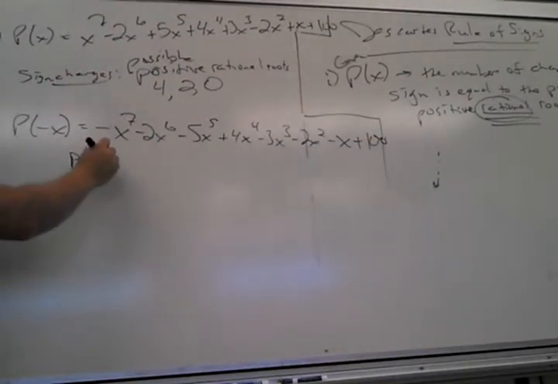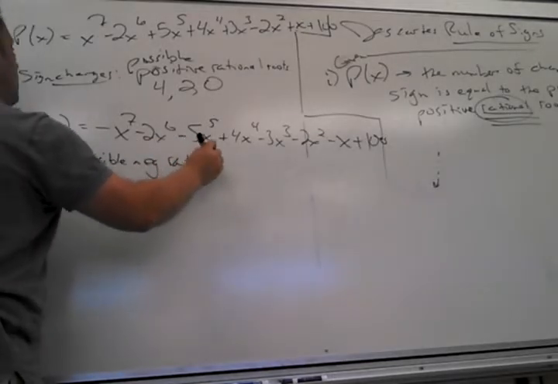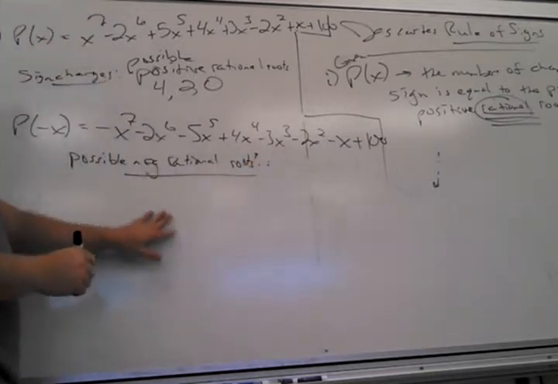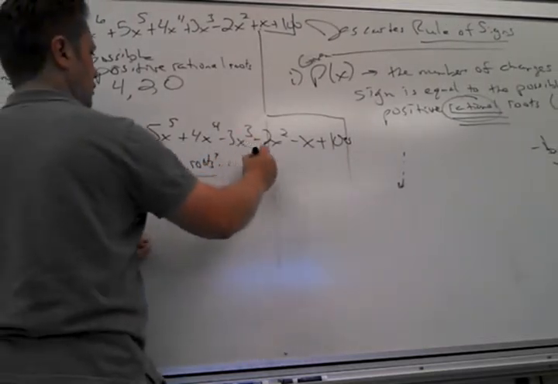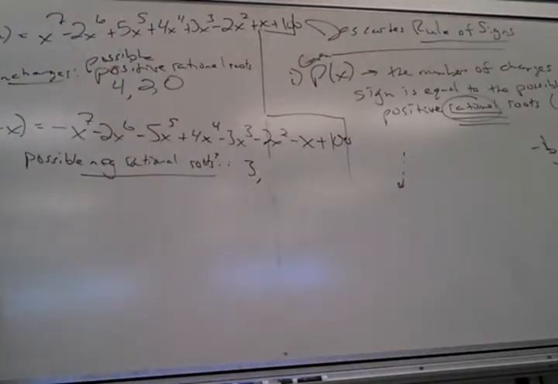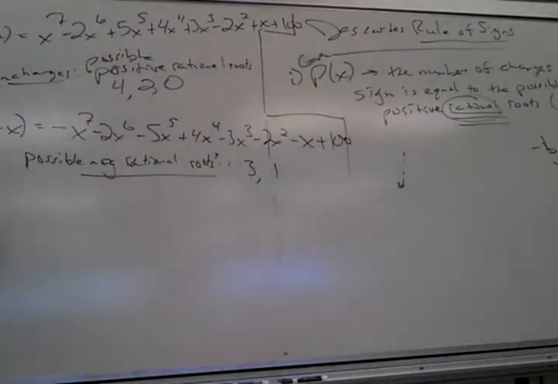So what are the possible negative rational roots? 3. No, you have to go down by how much each time? By 2. So it's 3, and 1, and that's it. Because the next one would be negative 1. They can't have negative answers.